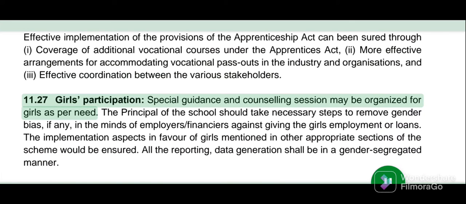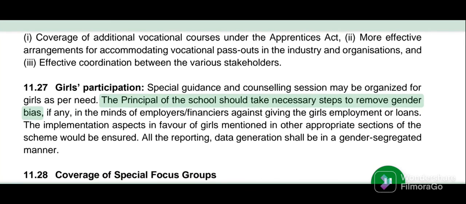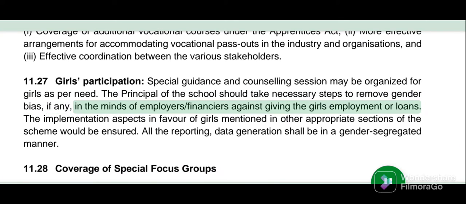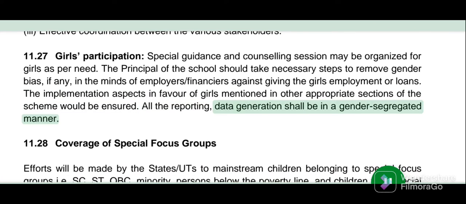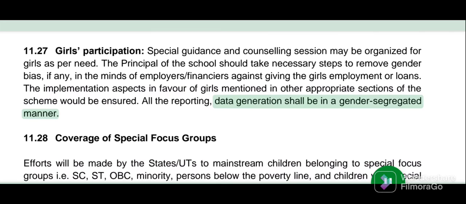11.27 Girls' participation. Special guidance and counseling sessions may be organized for girls as per need. The principal of the school should take necessary steps to remove gender bias, if any, in the minds of employers and financiers against giving girls employment or loans. The implementation aspects in favor of girls mentioned in other appropriate sections of the scheme would be ensured. All the reporting and data generation shall be in a gender-segregated manner.